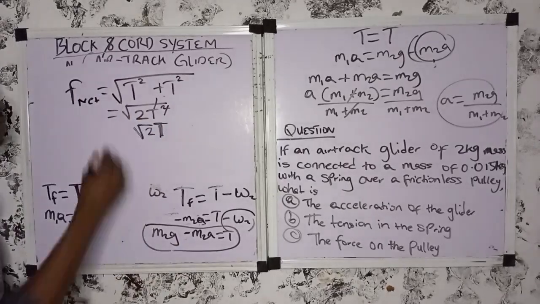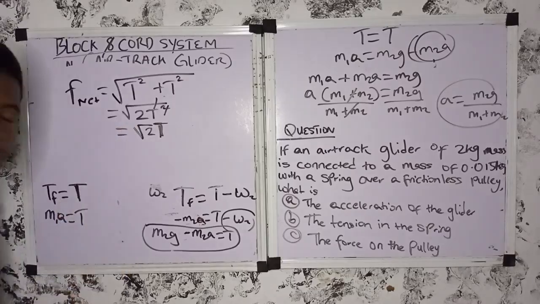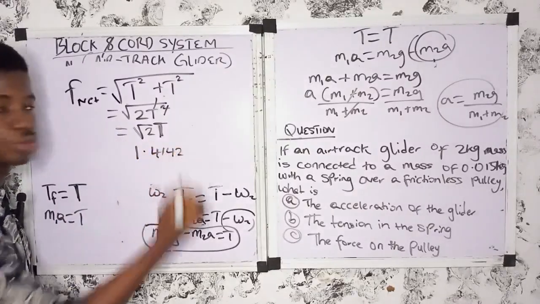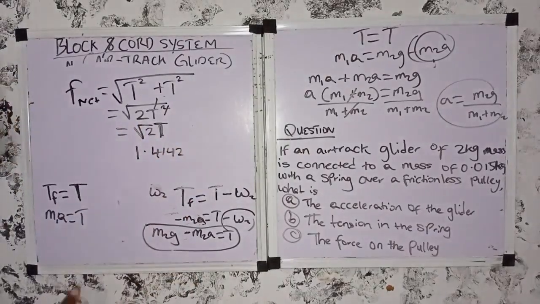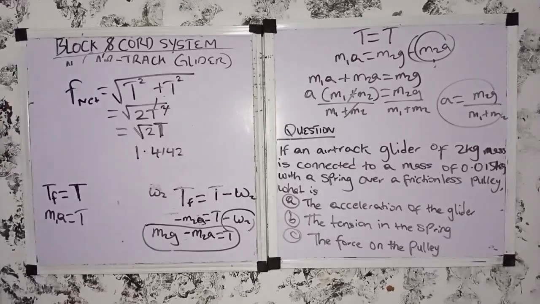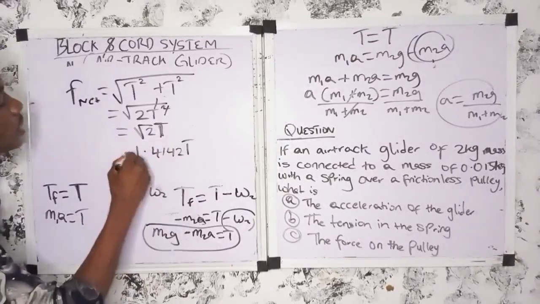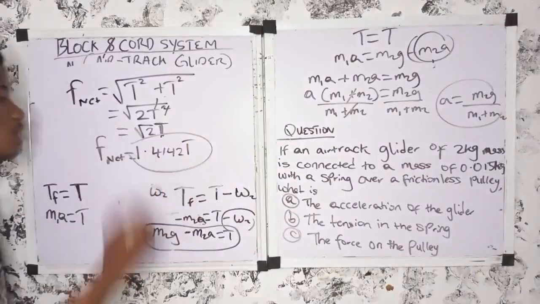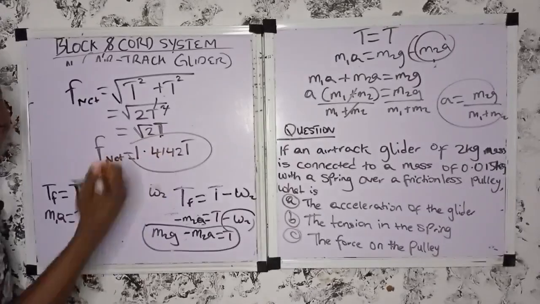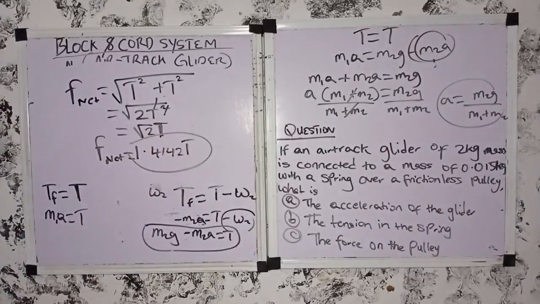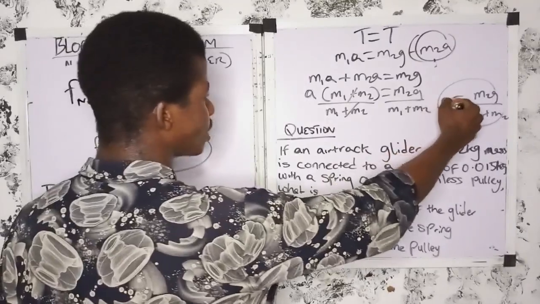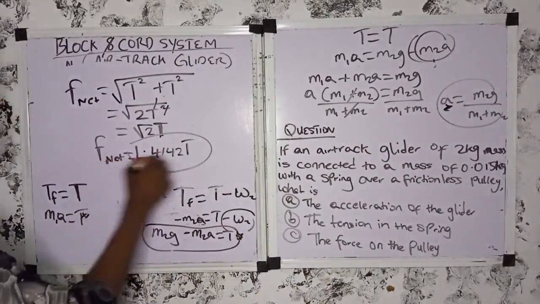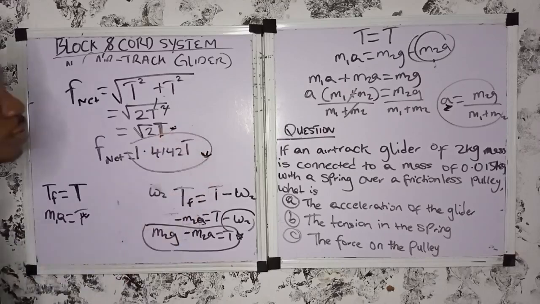So this is the formula to calculate the total force. Root 2 is equal to 1.4142. The square root of 2 is 1.4142, then times T. So this is the formula we can use to calculate their net force. You can use this one or this one, it is the same thing. This one is to calculate the common acceleration. This one is to calculate their tension; you can use any of them. While this one is to calculate their total force.